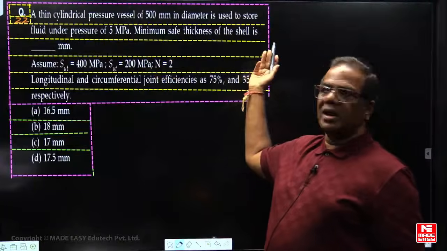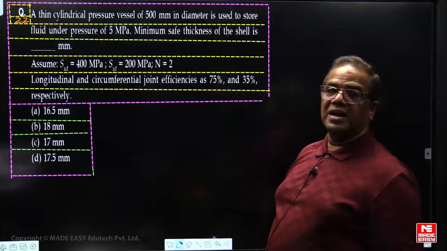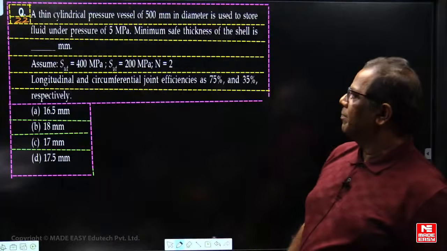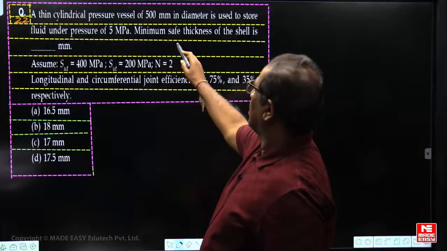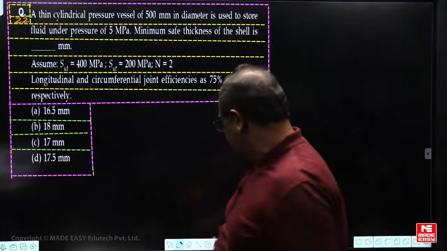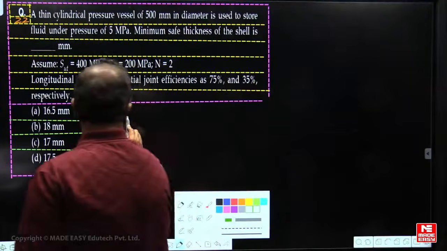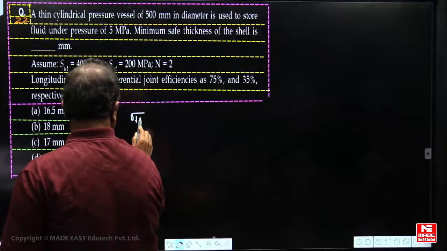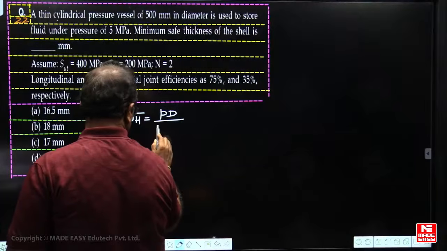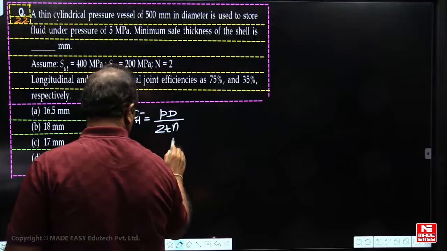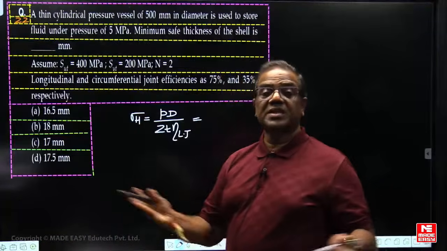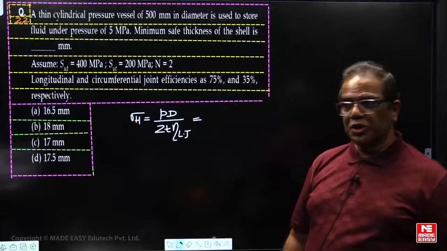Now this is the pressure vessel. In a cylindrical pressure vessel, efficiencies are given. What is being asked? Minimum safe thickness of the shell. So first find out the hoop stress, PD by 2t, with efficiency of longitudinal joint. Hoop stress is developed due to bursting of the pressure vessel longitudinally.